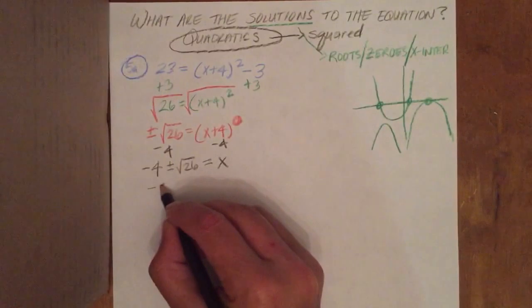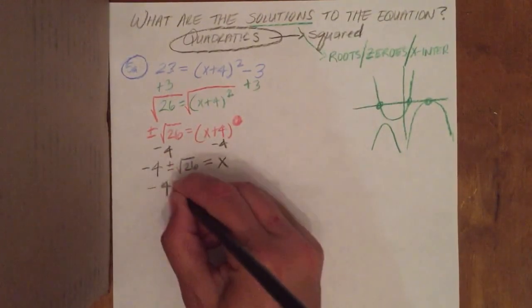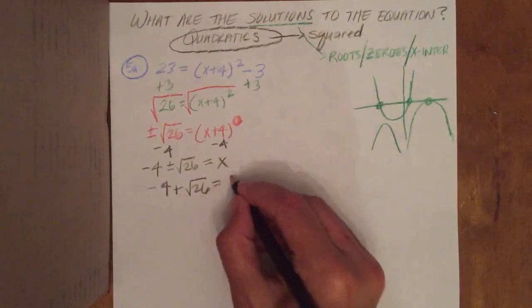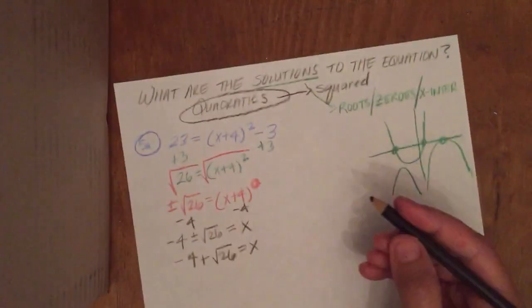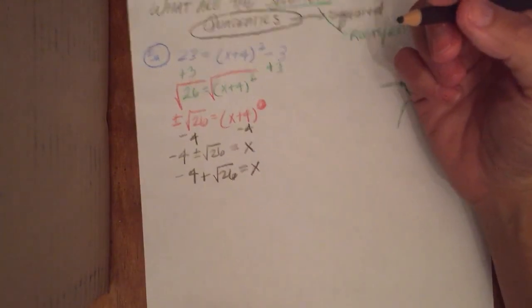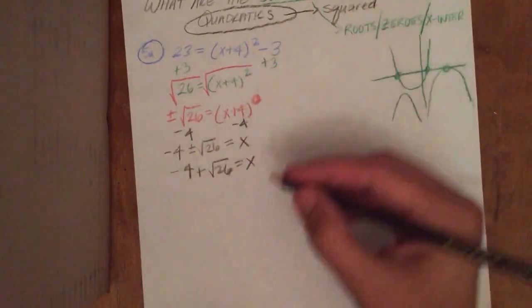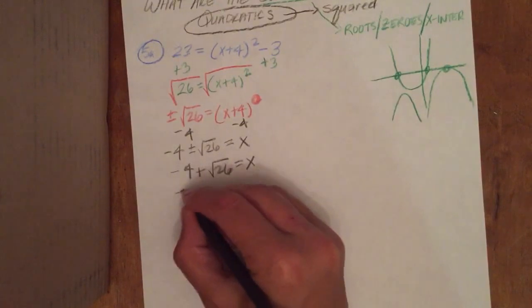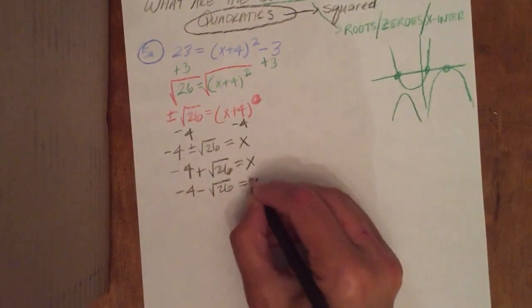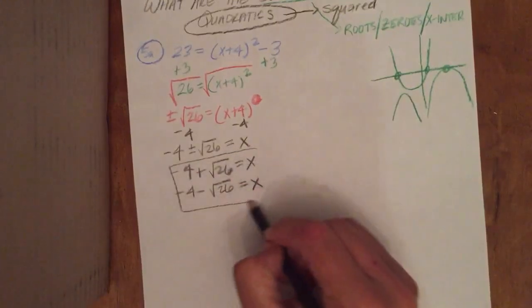Your first solution is going to be negative 4 plus the square root of 26, which is around 5. So that's going to be a little more than positive 1 when you combine it. And your other solution is going to be negative 4 minus the square root of 26. So these are your 2 answers.